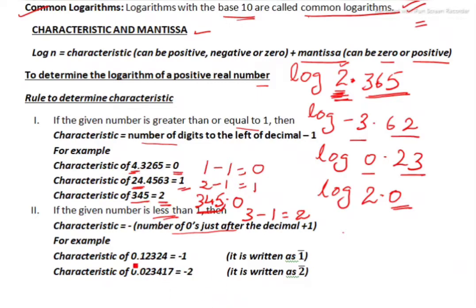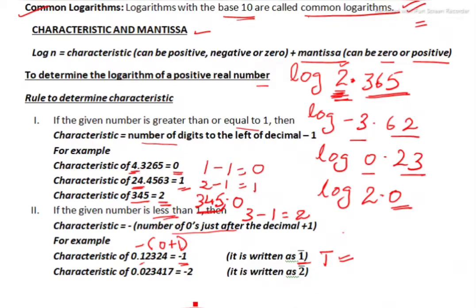First example is 0.12324. Here after the decimal I have no 0. So as per my rule, minus the number of zeros after the decimal, which is 0, plus 1. So this will give me minus 1. And in logarithm we will write minus 1 like this, that is 1 with a bar over it. It says that this 1 is negative.